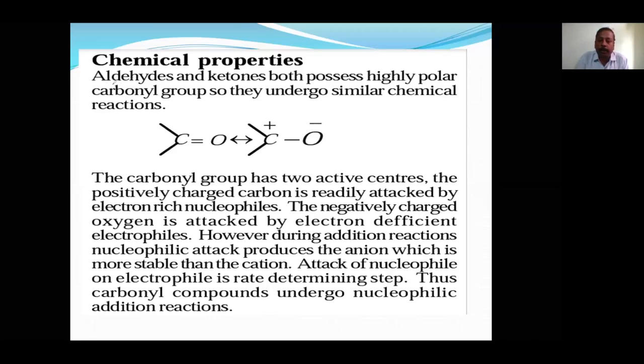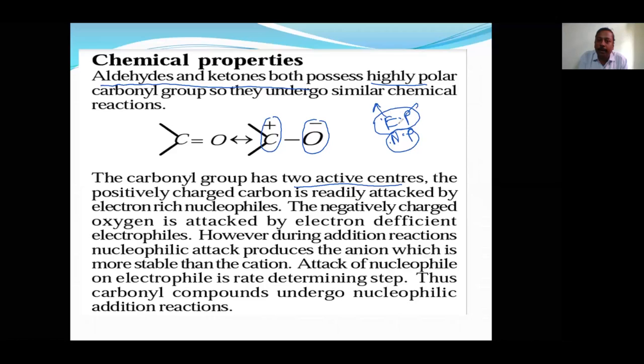It is applicable for both, but how to present yourself in the board exam? Aldehydes and ketones both possess a highly polar carbonyl group. This we have already seen: carbon is positively charged, oxygen is negatively charged. Now the carbonyl group has two active centers. So there are two types of reagents: one is called an electrophile, another is called a nucleophile. In chemistry, if you understand the meaning of the name, the name itself will tell you a lot of things.